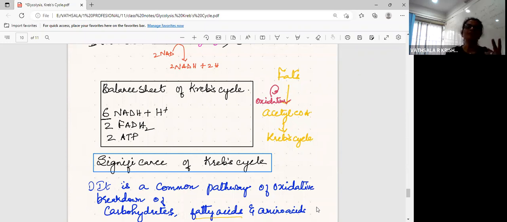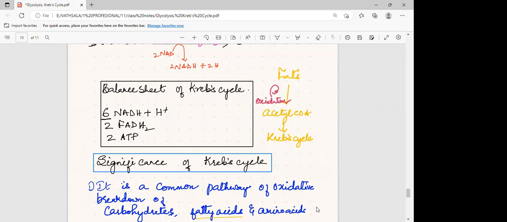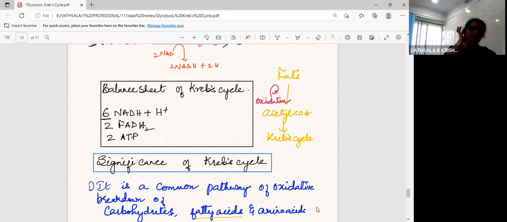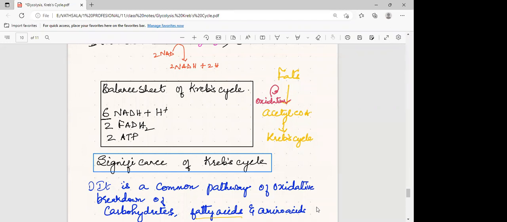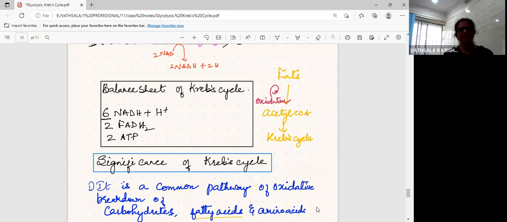Which are the 2 places you get ATP? 2 molecules of ATP each in 2 steps. SLP, that is substrate level phosphorylation 1 and substrate level phosphorylation 2. Which place? Ma'am, when 1,3-biphosphoglyceric acid breaks down to give 3-phosphoglyceric acid, and when phosphoenol pyruvate breaks down to give pyruvic acid. That's all.